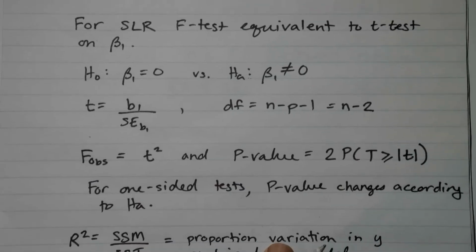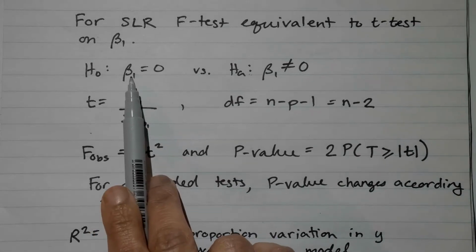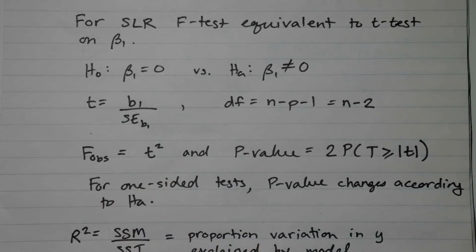So those are equivalent, but if you were performing a test on your slope parameter, you could also do a one-sided test. We just have to remember that the p-value changes accordingly. So it depends on what the alternative hypothesis is.